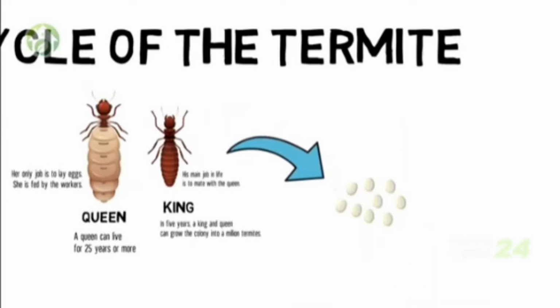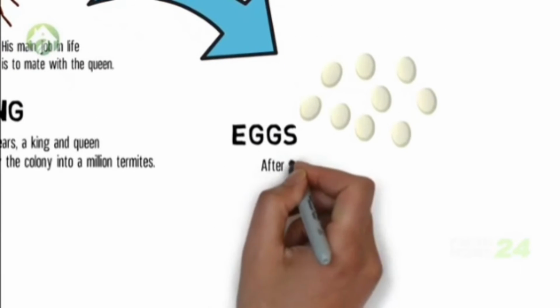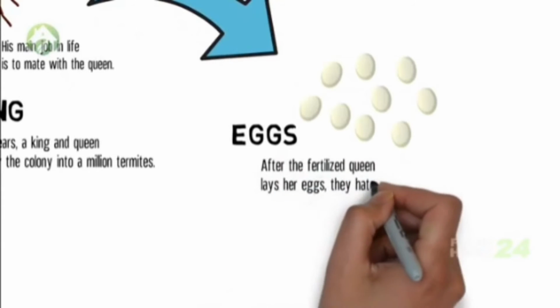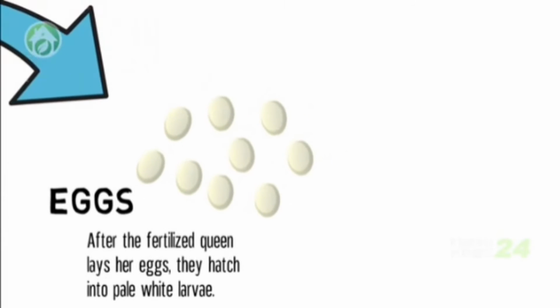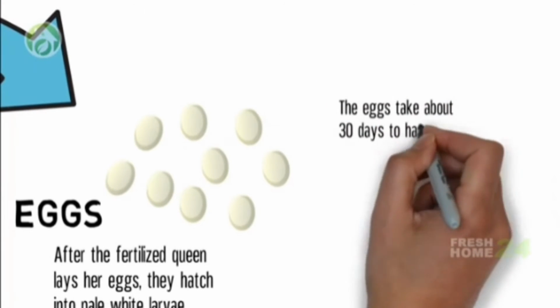Eggs. After the fertilized queen lays her eggs, they hatch into pale white larvae. Eggs hatch into larvae and molt to develop into workers, soldiers, and primary or secondary reproductives. The queen can lay from several hundred to several thousand every day. The eggs take about 30 days to hatch into larvae.